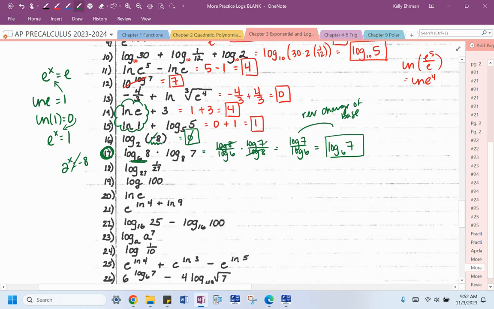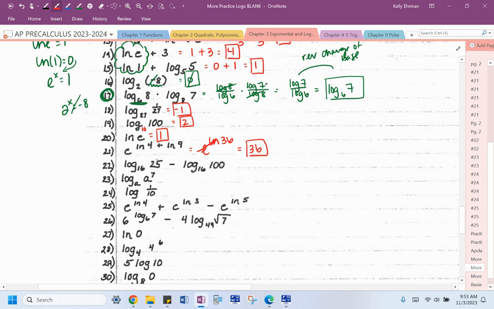27 to what power is 1 over 27? That's negative 1. No base showing, a common log is base 10. 10 to what power is 100? 2. Natural log of e again is 1. 21, condense first. e to the natural log of 4 times 9 is 36. Now you can cancel, so your answer is 36.